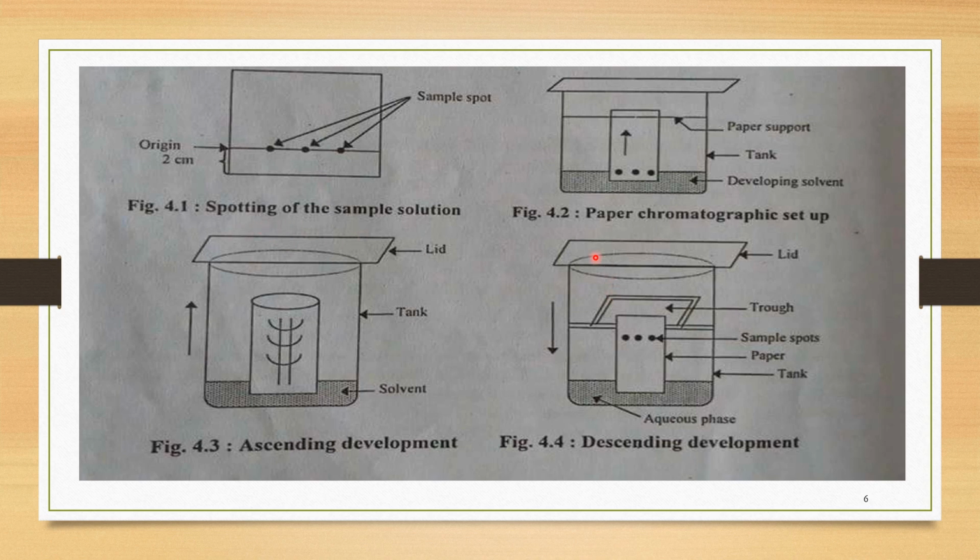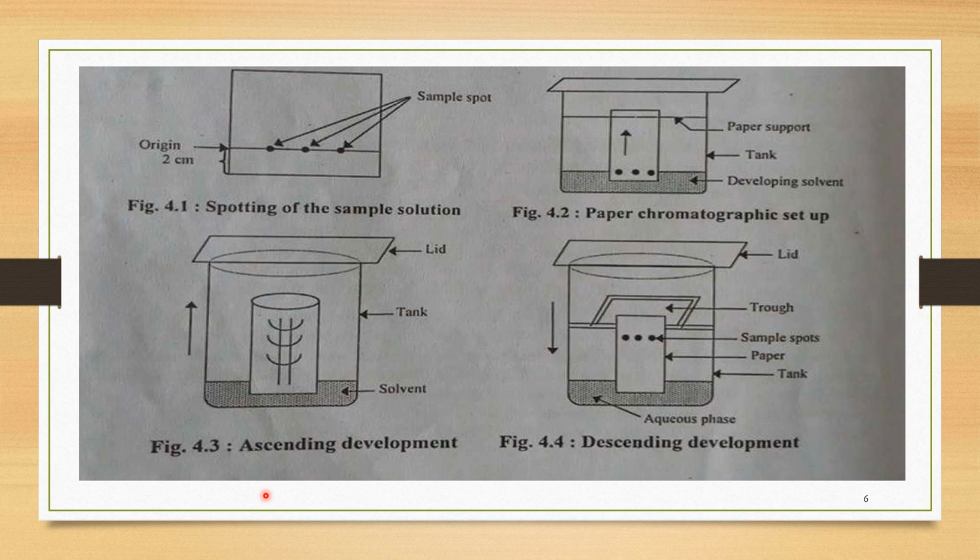In the second step, it is called the paper chromatographic setup. This is the actual setup of paper chromatography, in which a developing solvent is there at the bottom of this jar or tank. This is a tank. This is a paper support. We have to give some support for this particular paper. So this is a paper chromatographic setup.